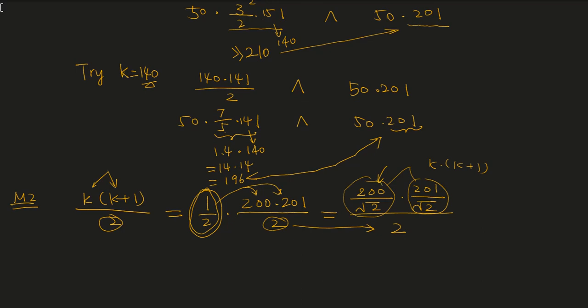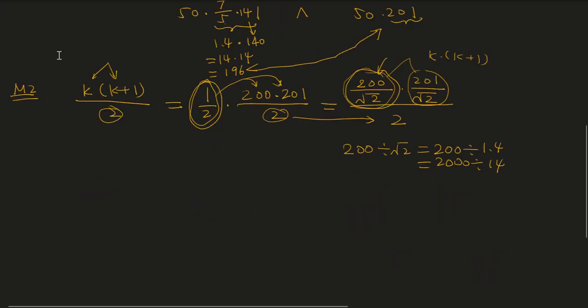So we need to calculate this. All right, here is what we are going to do. We are going to do 200 divided by square root 2. And the square root of 2 is 1.414 and so on and so forth. We are not going to use that many decimal places. We'll just use 1.4. And that equals 2000 divided by 14, right? Let's do it. So 2000 divided by 14.